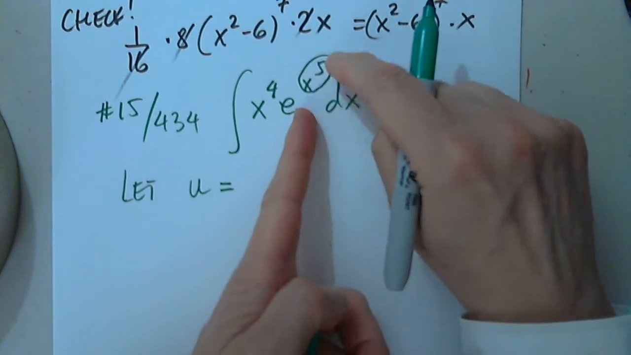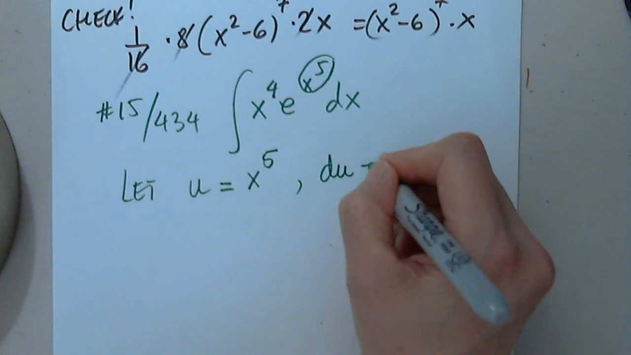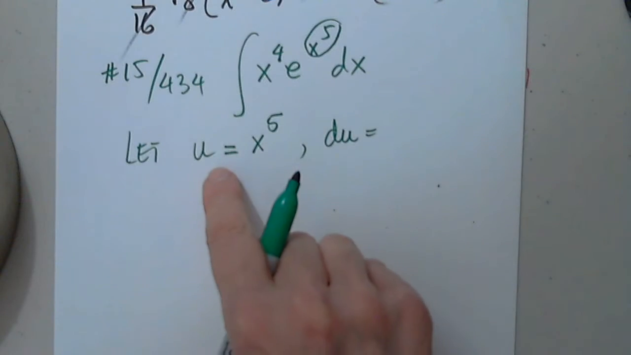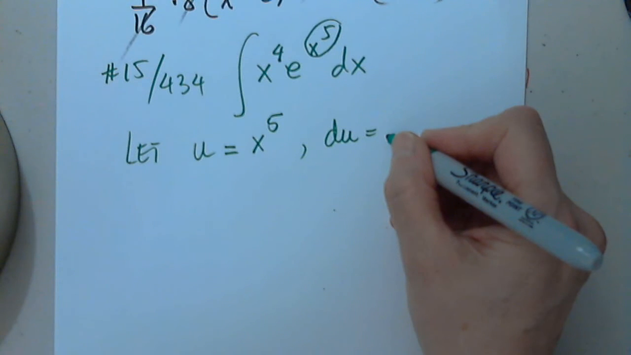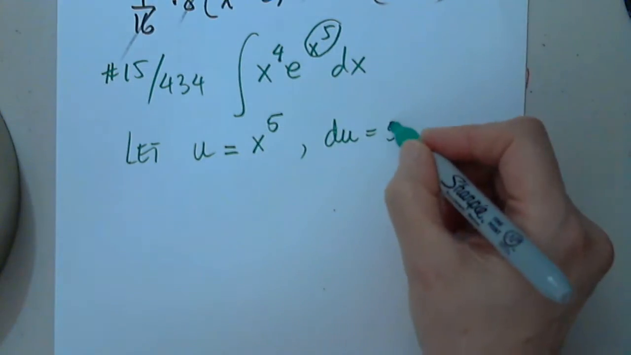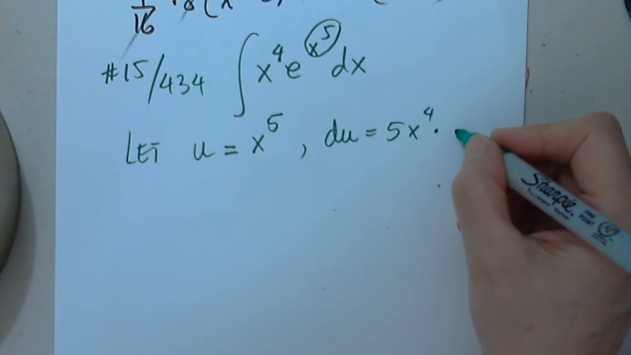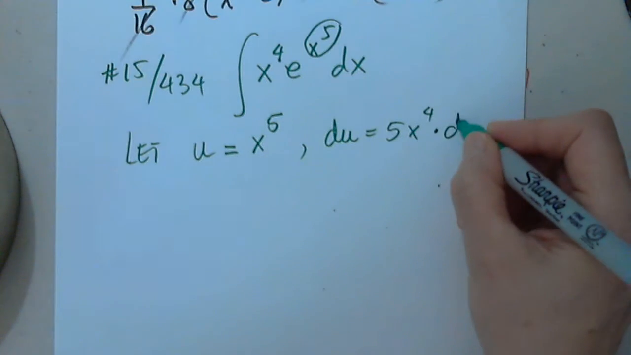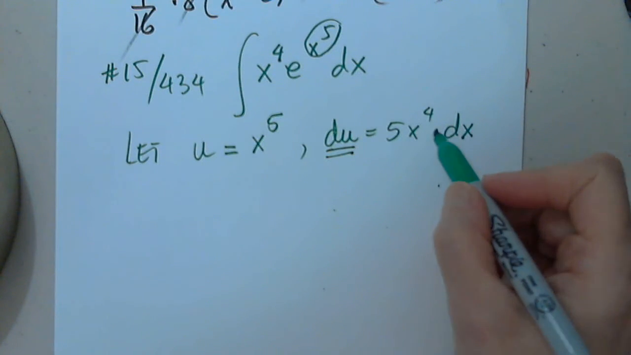Instead of e to the x, I have e to this function. That's my starting point, in the hope that du is in the problem or easy makeable. What is du for this function? 5x to the 4th. Remember, this is not the derivative. Plus times dx. Times dx. So please remember, for du, if the function has x, then you have to have dx.